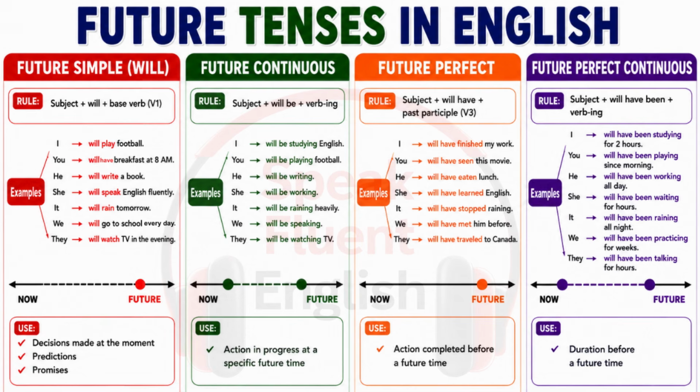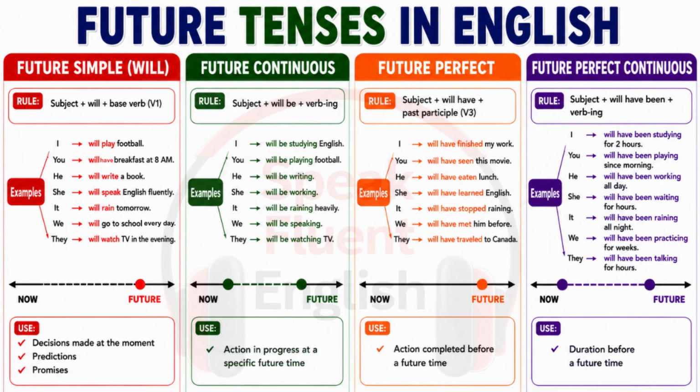Next, future continuous. We use the future continuous for actions that will be in progress at a specific time in the future. The rule is subject plus will be plus verb ing. For example, I will be studying English.